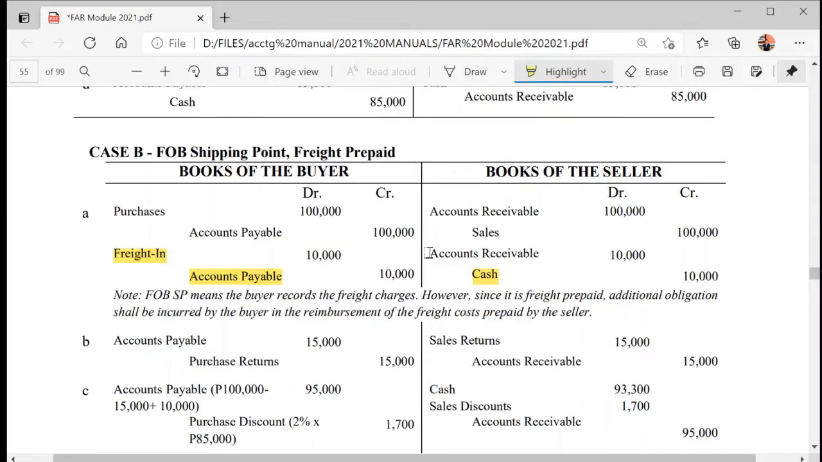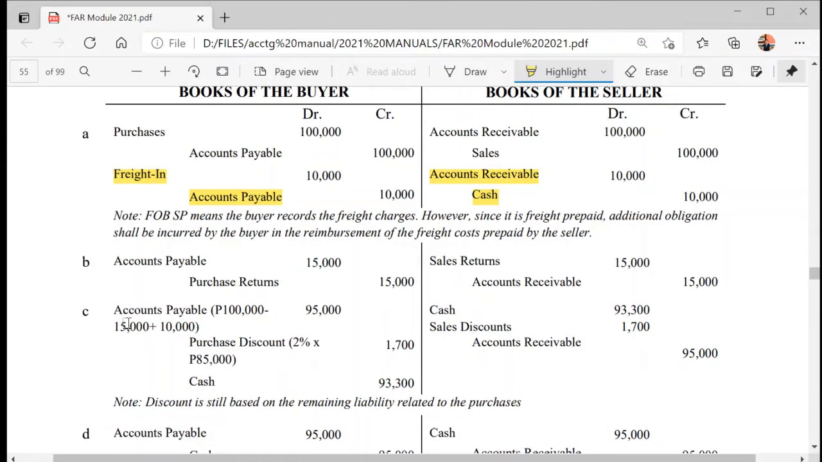If there's return, so again, the same: accounts payable, credit purchase returns, and on the side of the seller, sales returns, credit accounts payable. Now, in settling the payment within the discount period, so how much is the balance in the accounts payable nga account? So, accounts payable, 100,000 nga credit, credit 10,000, so that's 110,000. And we have the reduction because of the returns. So you have 95,000. So 95,000 ang accounts payable.